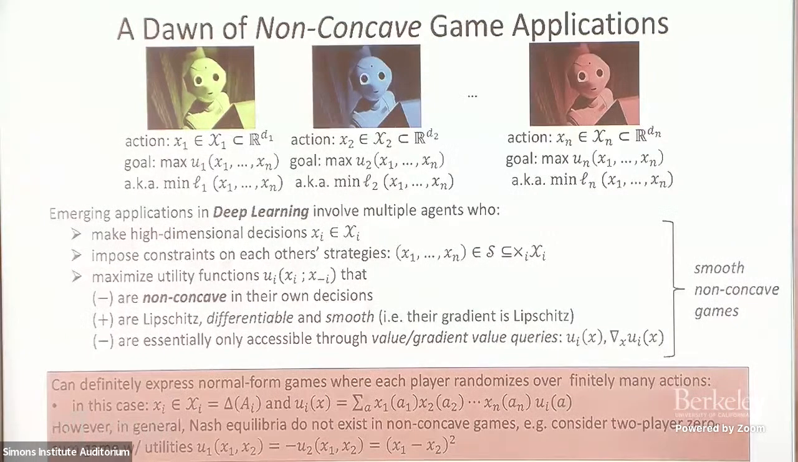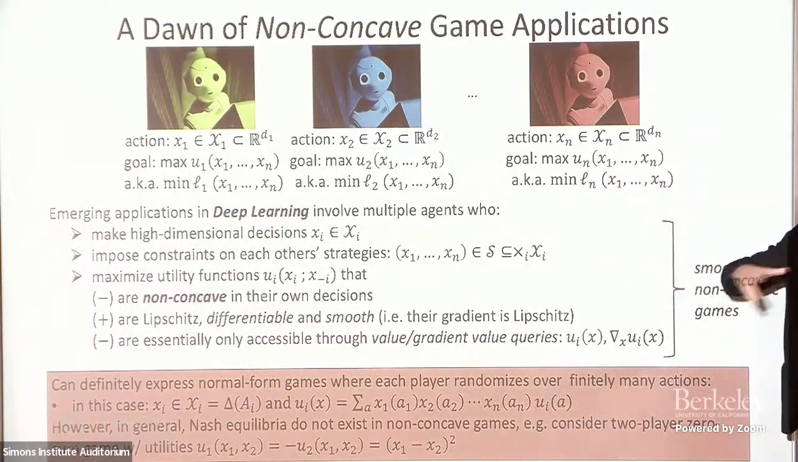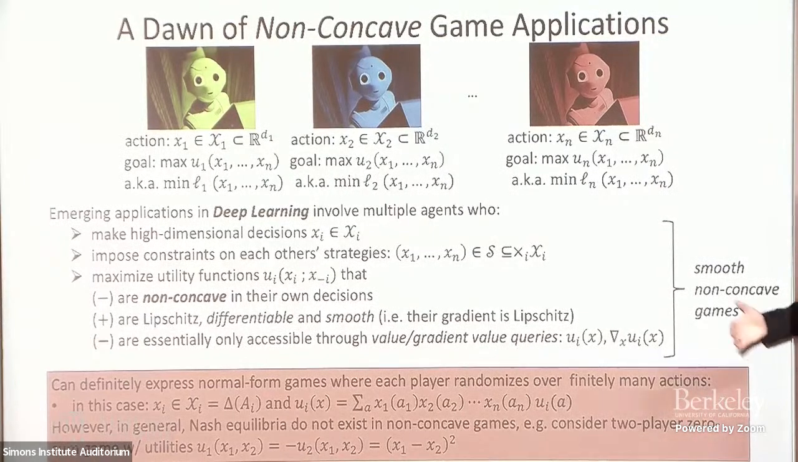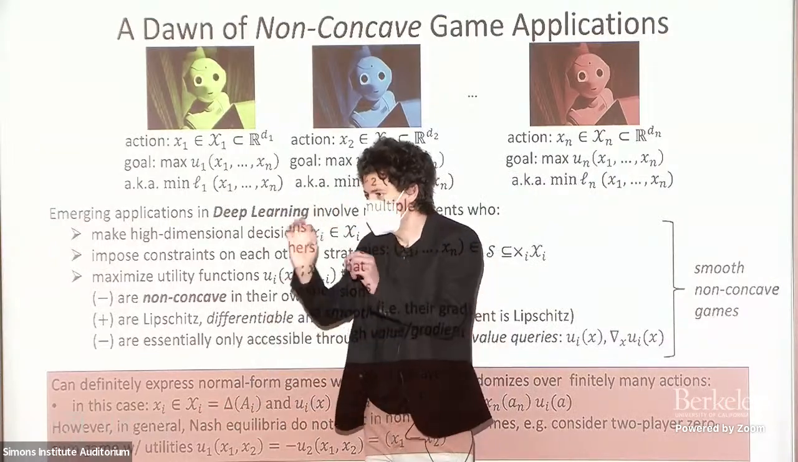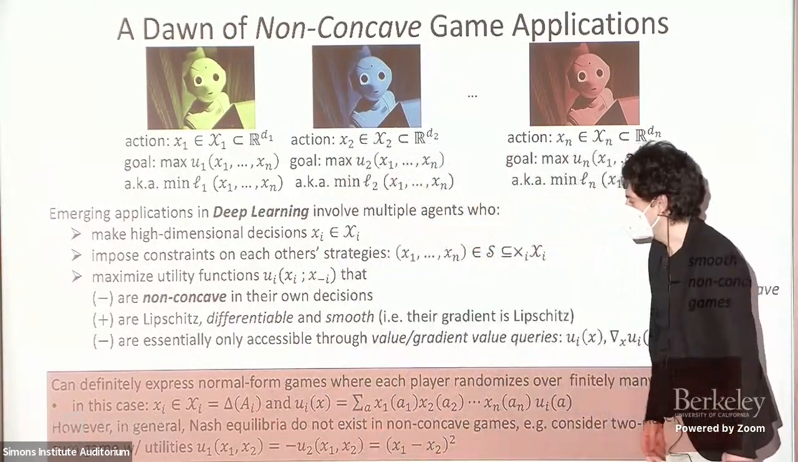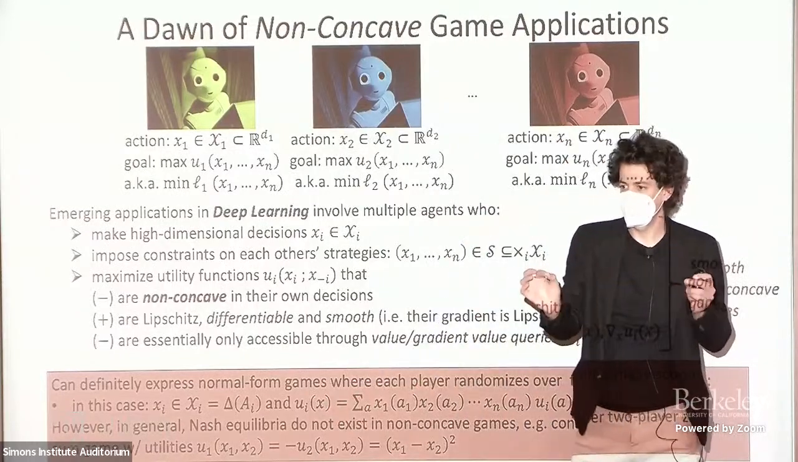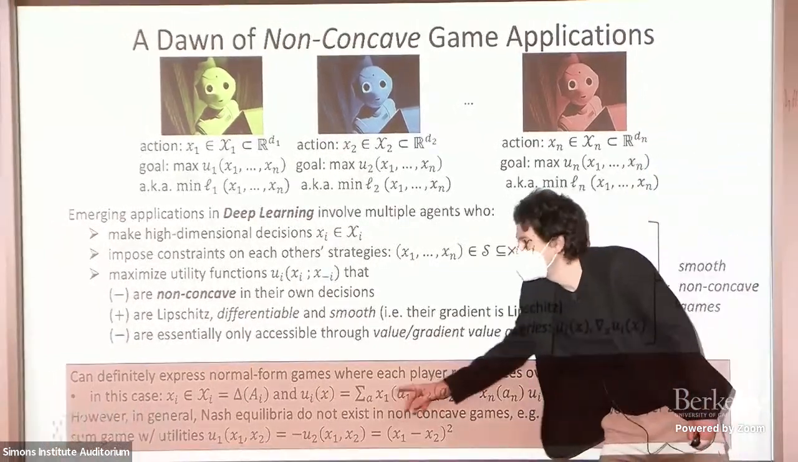Just a remark for those more familiar with the game theoretic setting of normal form games. The setting that I have here is certainly rich enough to capture the standard normal form setting, where every agent has a finite number of strategies and wants to choose a randomization over those. This setting captures that because you can always set your action set to be the simplex over your finite set of actions, and have a utility function that depends on everybody's randomizations. It's just the expected utility of the action profile chosen under the product measure of these mixed strategies.